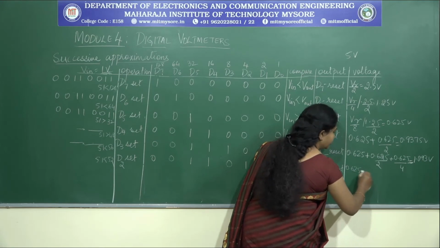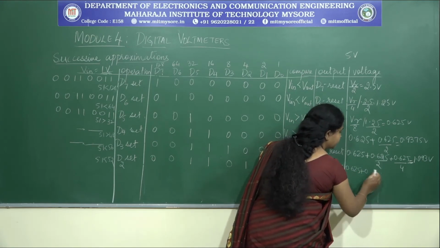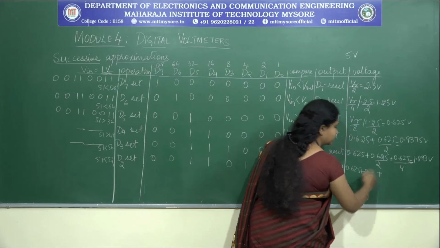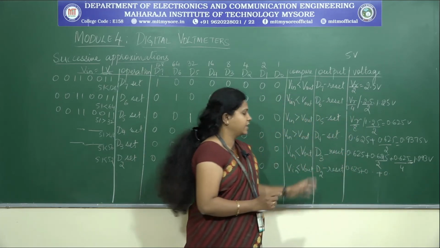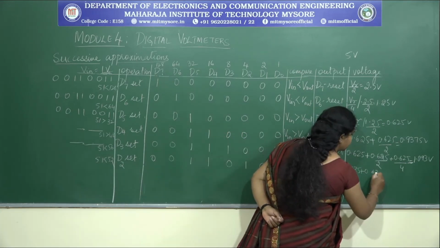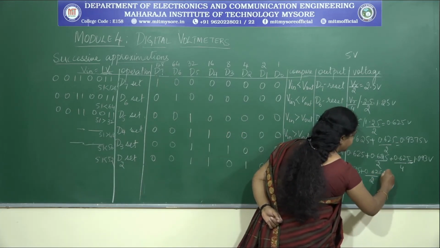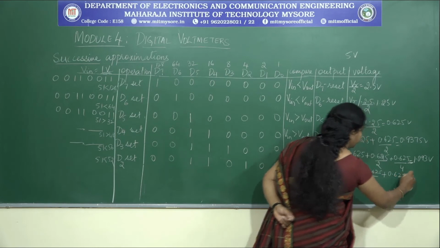Will you write this? 0.625. Shall I tell the last time? The same thing will continue, but here you are not going to add 4. Okay, let me write it completely. Here 0.625 divided by 2 plus 0.625.